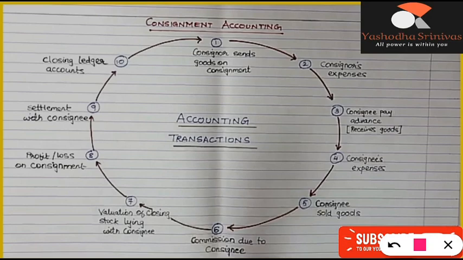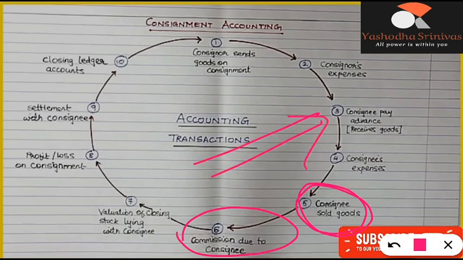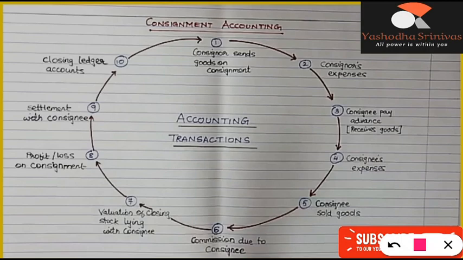Okay, next, consignee sells the goods. Next, what does he do? He sells the goods on behalf of the consignor. Next, commission is due to the consignee. Why should the consignee bear the risk of selling the goods? His main intention is to earn the commission. Whenever he sells goods, upon each unit he will be getting the commission. Okay, so that is the main reason why he comes into the picture. He is making an income out of it, and commission is actually due to the consignee after he sells.